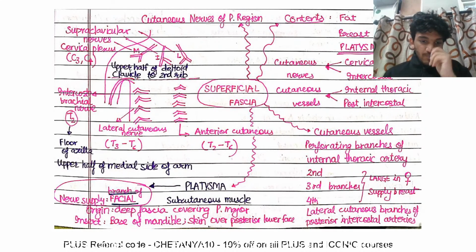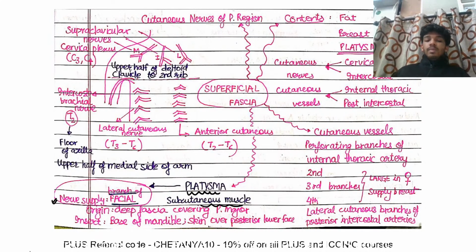Now we'll talk a little bit about the muscle platysma. Platysma is a subcutaneous muscle. Can anybody tell me the nerve supply of platysma? What is the nerve supply of platysma? Please write your answer in the chat box. I have put the question in the chat also. What is the motor nerve supply of platysma?